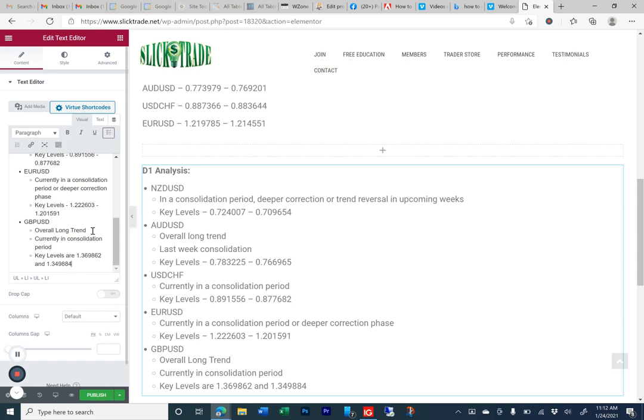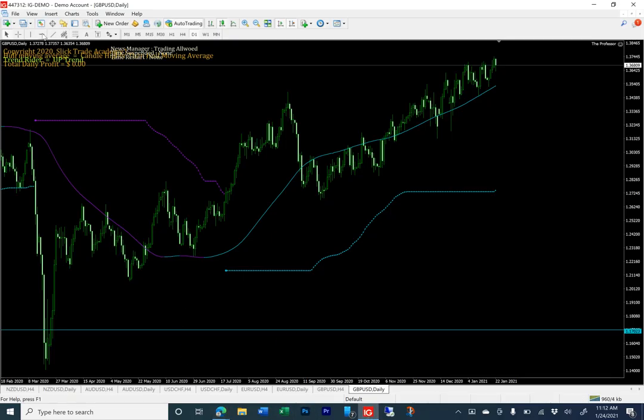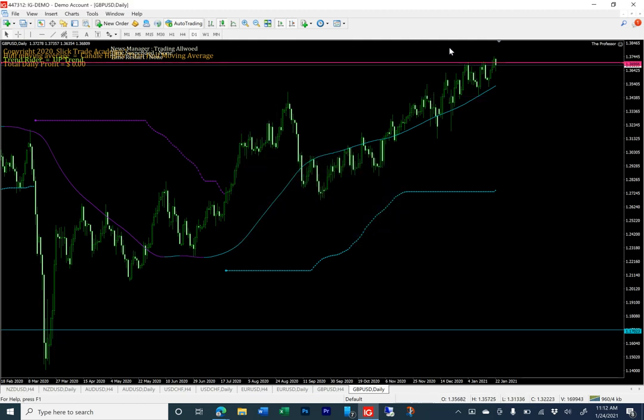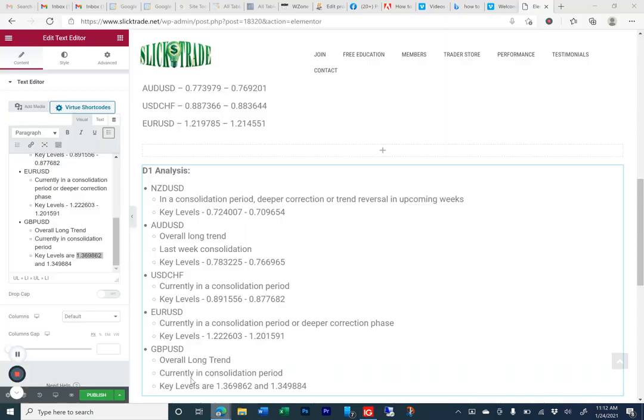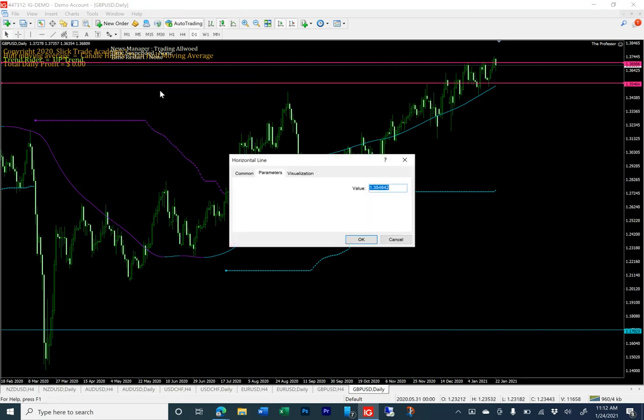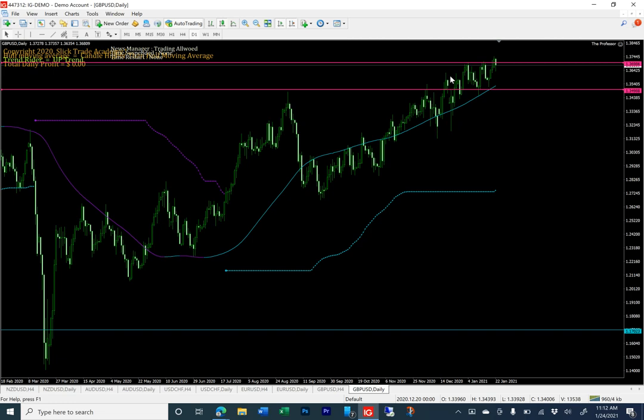So overall long trend, true. Currently in a consolidation period. We broke a new high, and it broke our level here. So we have broken out of that consolidation, but it is experiencing some resistance. So watch it. If you're trading it, it is in an overall long trend. It is continuing up, creating higher highs and higher lows. Okay. This is a beautiful setup as far as daily is concerned.